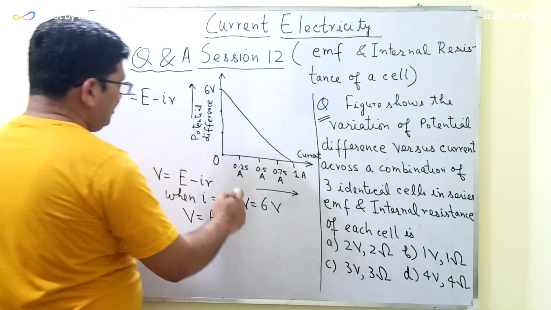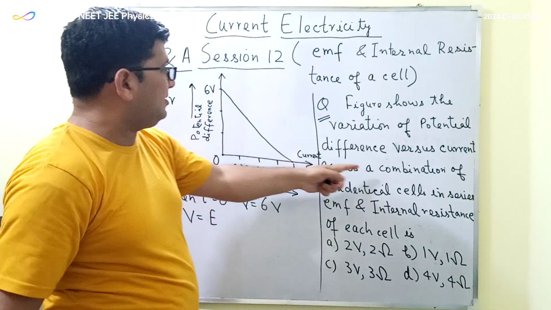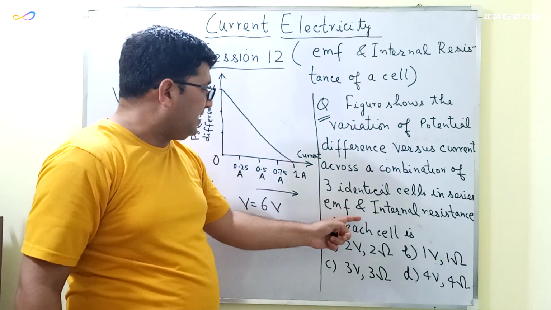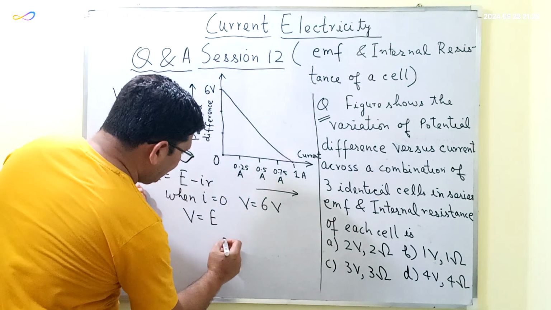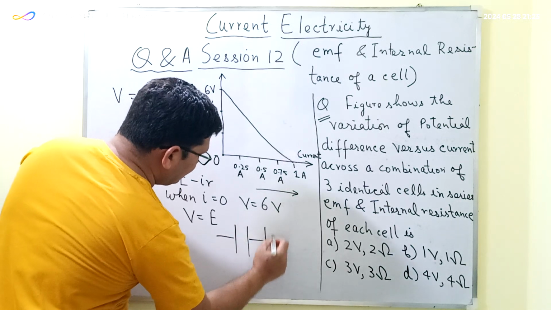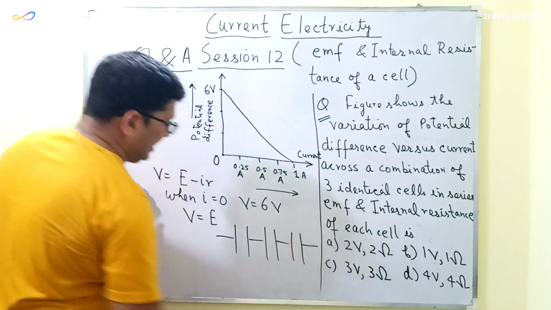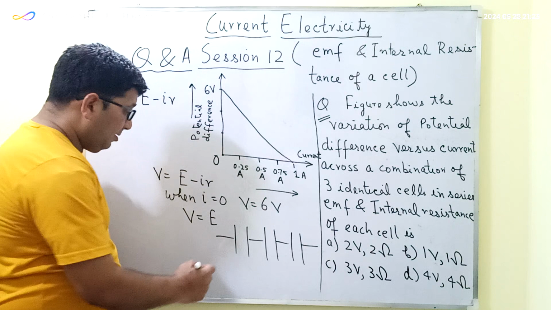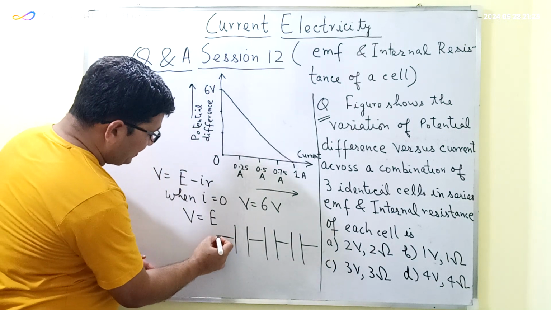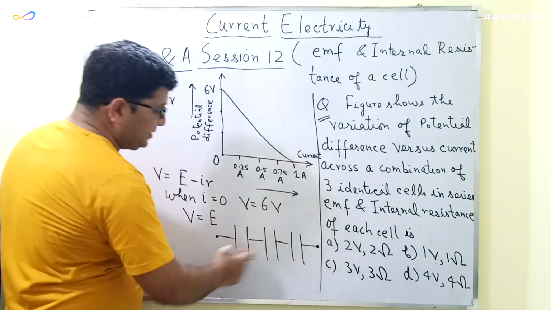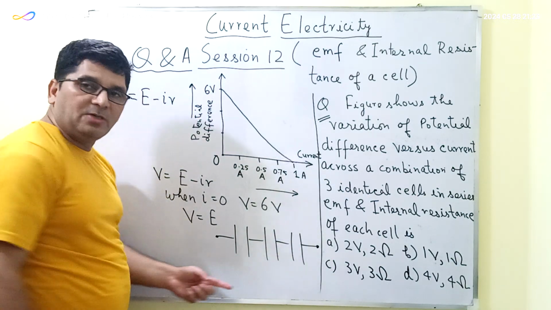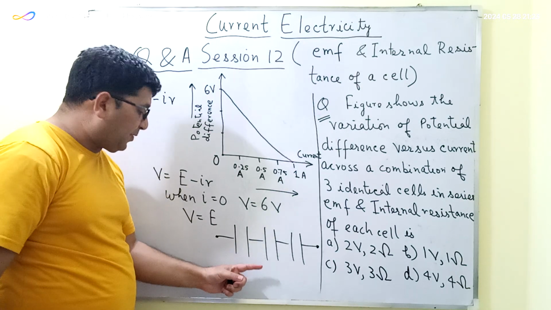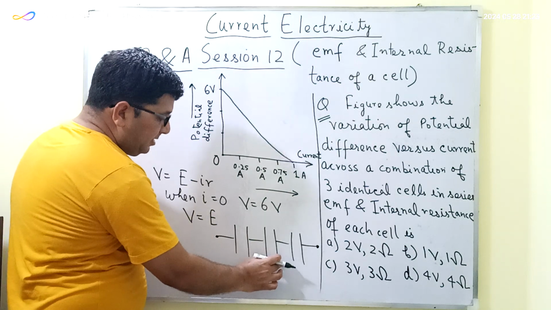Now here in this question, there are three identical cells which are connected in series. That is, the combination is something like this. Let us say these are the three cells and they are connected like this, means they are connected in series. Now in the series combination, the potential difference across the ends of the combination will be equal to the sum of the potential difference across each cell.